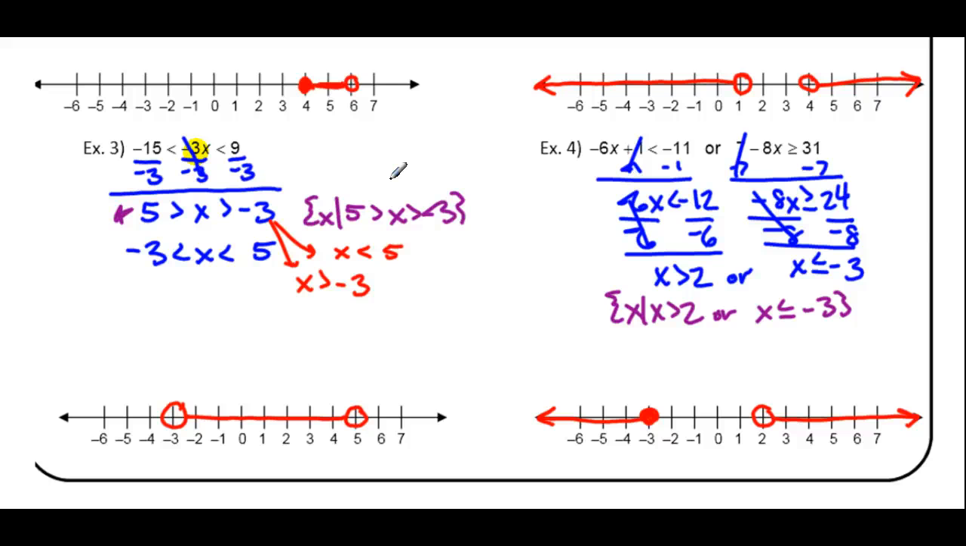Alright, so try those next two pages of practicing compound inequalities along with writing your answers in set builder notation. Make sure you do that, okay? And then check your answer with the key in class. Alright, good luck.